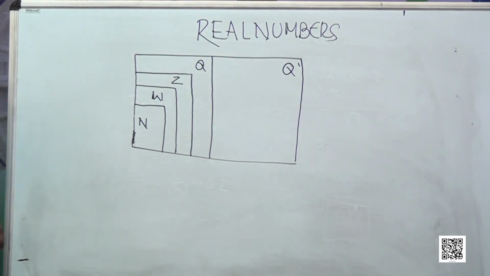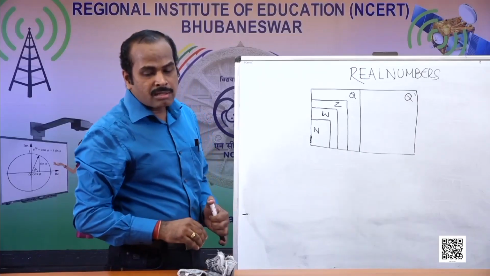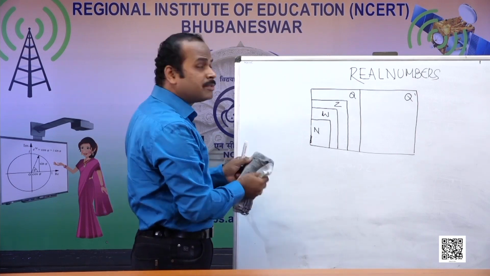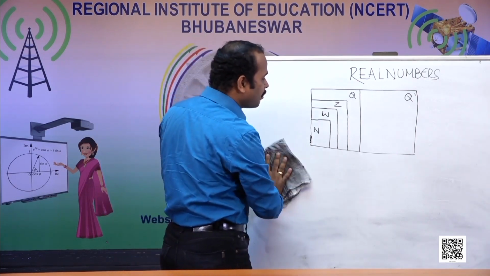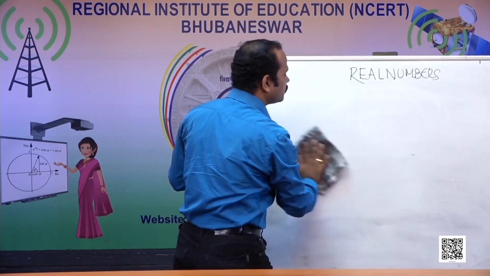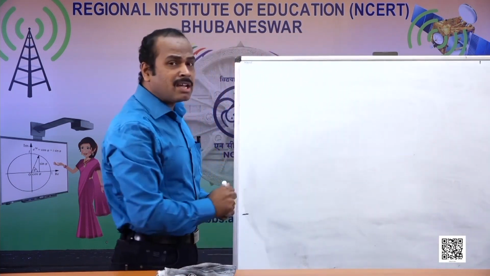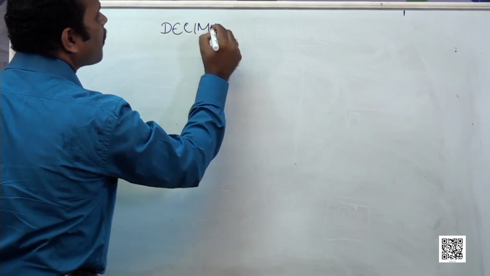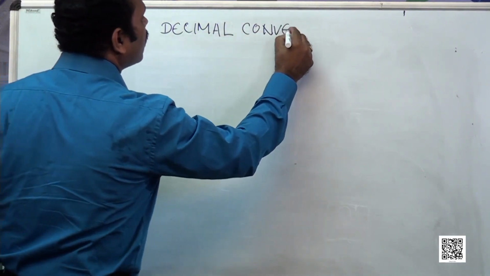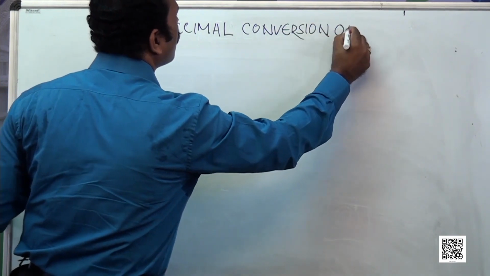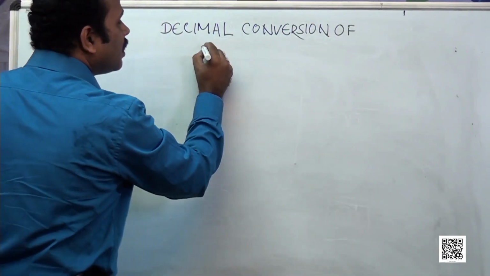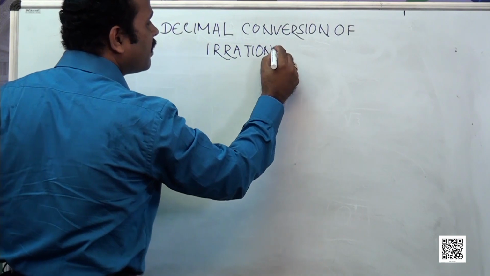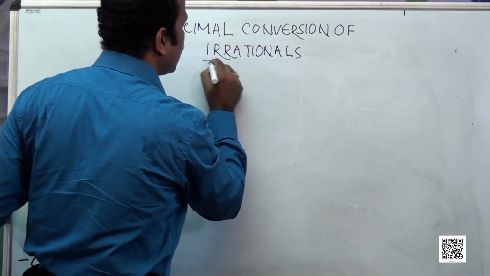Then we'll move to the next part. We have covered rational numbers and how to find the decimal form of these rational numbers. Now we'll see the decimal conversion of irrational numbers.